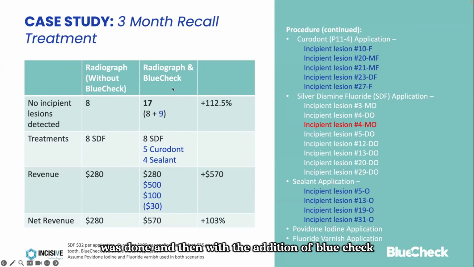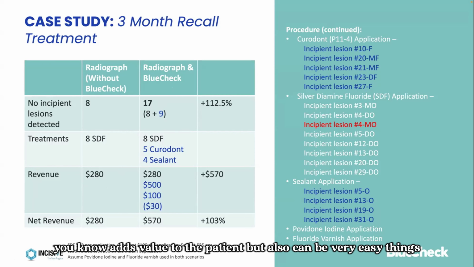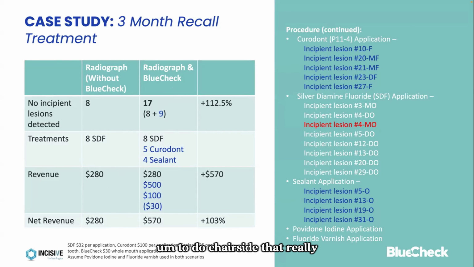And then with the addition of blue check, we identified more areas of demineralization, so we were actually able to treat with Curodont. We placed additional sealants. I didn't show that in the photos, but I did place some glass ionomer sealants on the teeth that had detection. You can see too that it adds value to the patient, but also these can be very easy things to do chairside that help elevate the hygienist to play a more active role in the caries management process, not just in the risk assessment, but actually managing the disease.